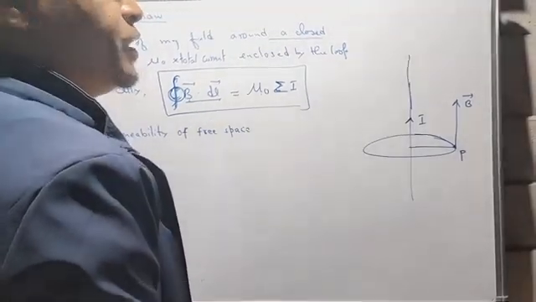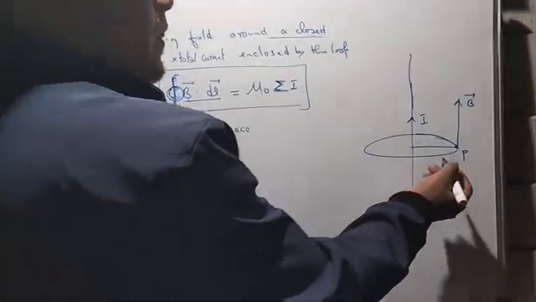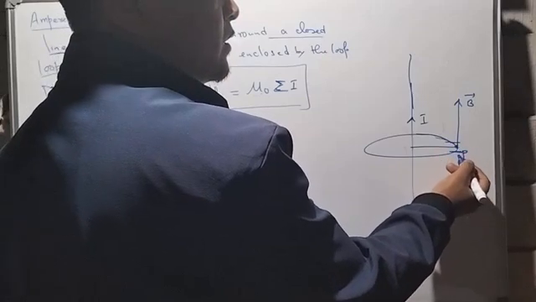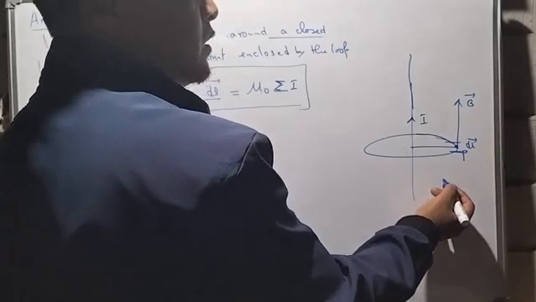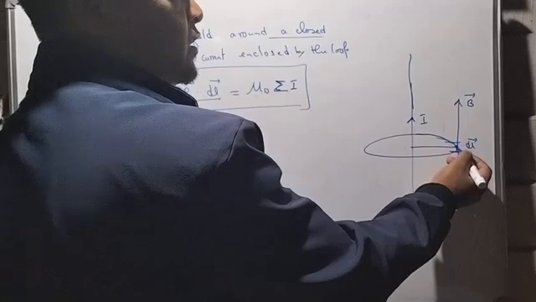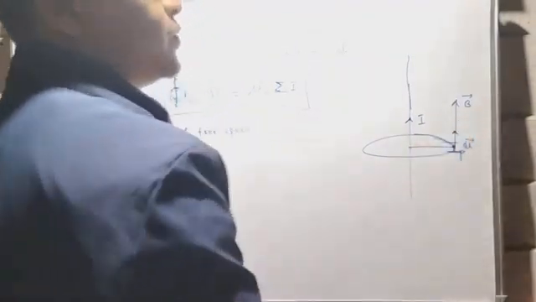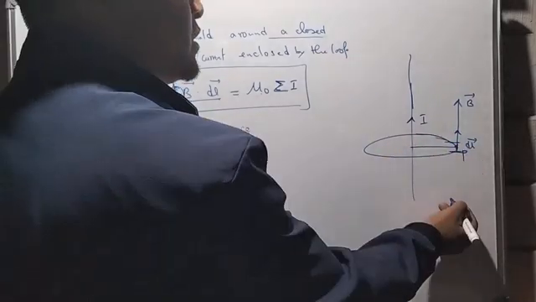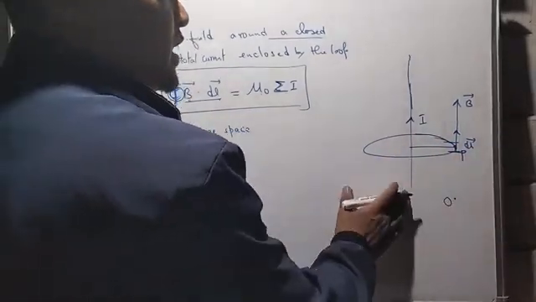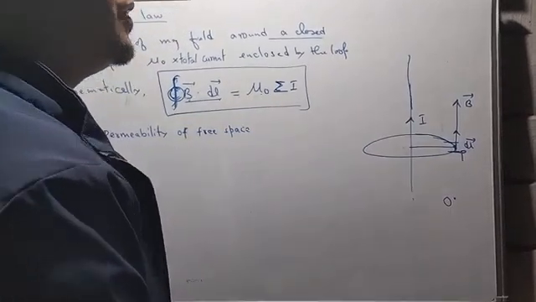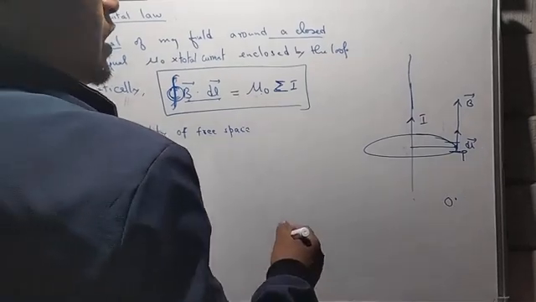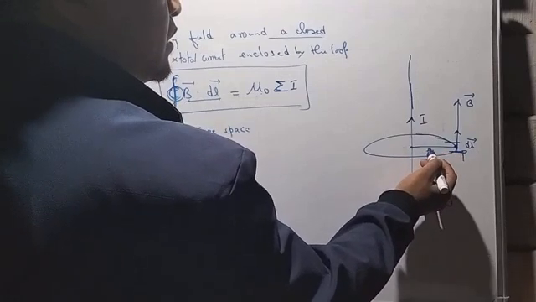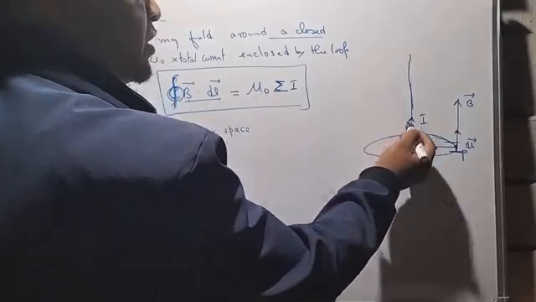Now, over this point P, we will consider a small elemental length, that is dl. This dl vector is also pointing up, which means the angle between B and dl in this case is 0 degrees. What is the angle between B and dl in this case? 0 degrees. Further, I will imagine that this point P is at a distance small r from this straight conductor.